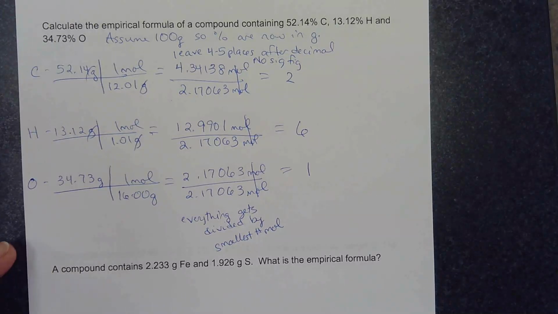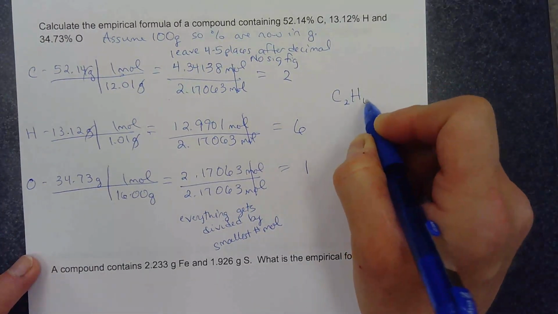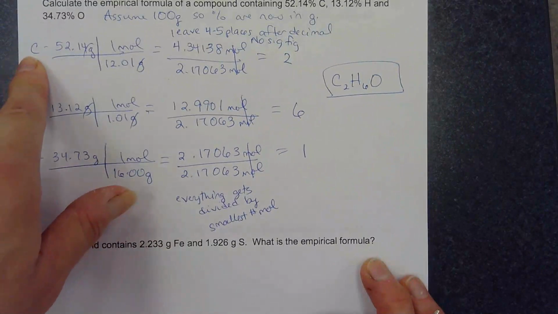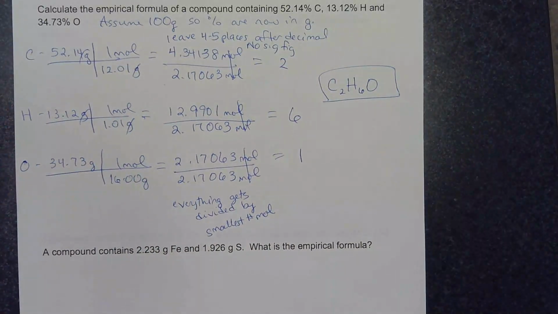So your last step is to what? Write the formula. So what's the formula? C2H6O. Do you see why I do it in this line format like I do? Because look, it tells you C2H6O1 and you don't put a 1. Yes or no? That make sense?